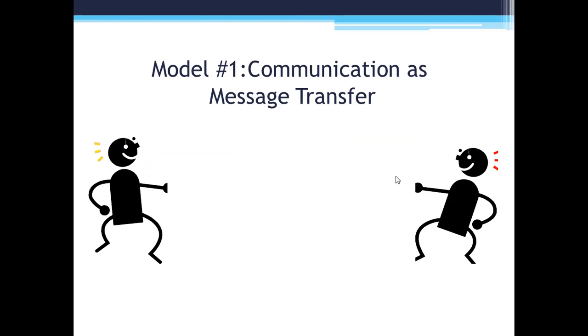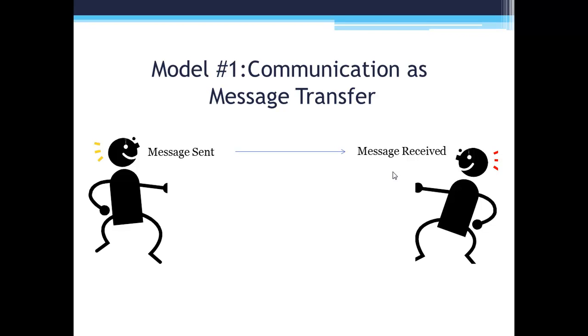The first model we'll talk about today is communication as message transfer. In this model, a sender develops a message, sends it across a channel, and then it's received by a receiver. So the primary components of this model are the sender, the sent message, the channel the message is sent through, the received message, and the recipient.